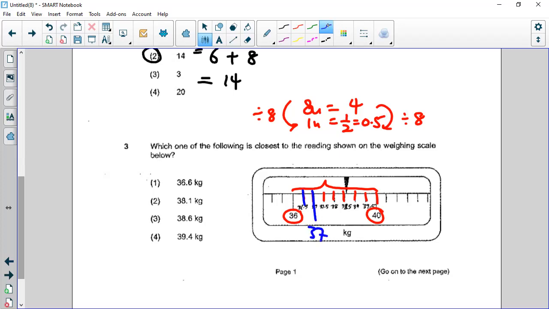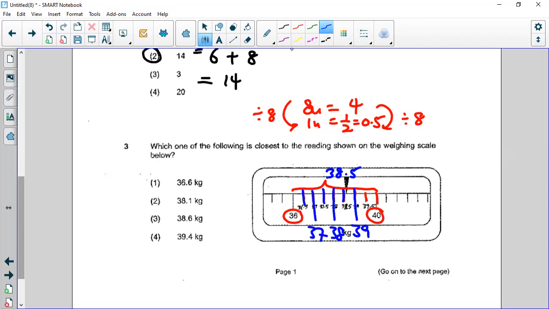So this is 37, 37 and a half, this is 38. And then 38 and a half, and this is 39. Okay, all right. So you can see that the error is quite near to 38.5. Okay, the error is more than 38.5 and less than 39.